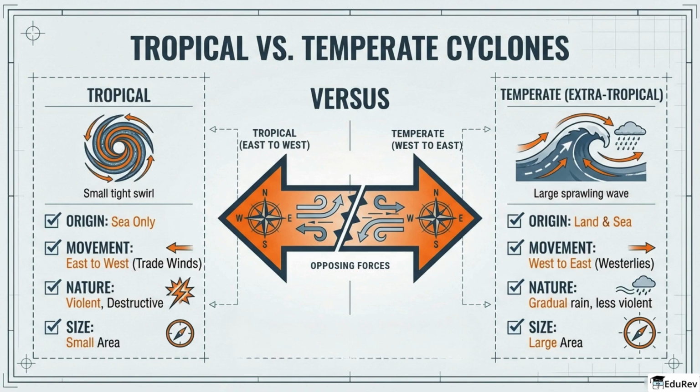And one key term here, occlusion. It's the stage when the cold front catches up with the warm front and the warm air gets lifted off the ground. That's when the system starts weakening.